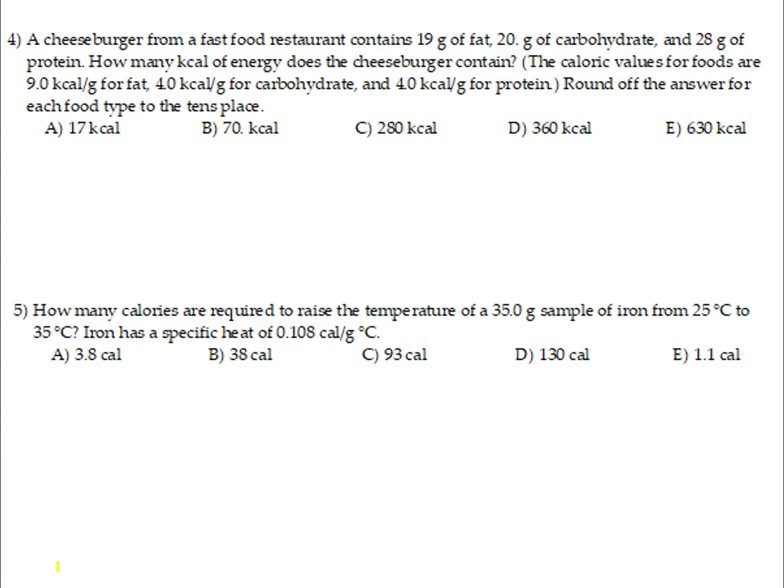Question number 4. A cheeseburger from a fast food restaurant contains 19 grams of fat, 20 grams of carbohydrate, and 28 grams of protein. That's a big burger. 28 grams of protein, that's a lot of burger. How many kcals of energy does the cheeseburger contain? And in the problem, it tells you that the caloric values for food are as follows. 9 kcal per gram for fat, and 4 kcal per gram for carbohydrates and for proteins. You have to round off the answer for each food type to the tens place, and then you have to add it up.